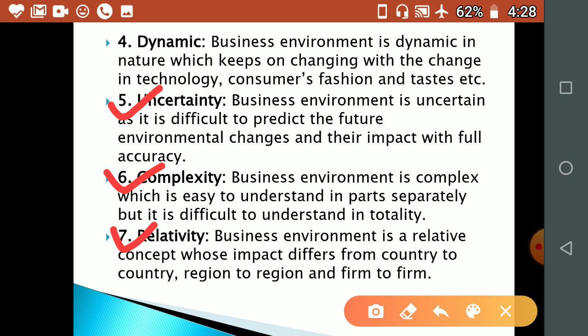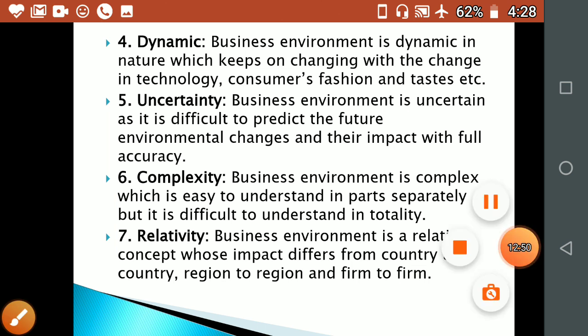Like I give you an example, the demand for purchasing sarees will be more in India compared to the US, because the need is more in India compared to the US. So every business is relative to each other, has its own rules and regulations, and its own different business organization from country to country, region to region, and area to area. So these were all the features of the business environment.